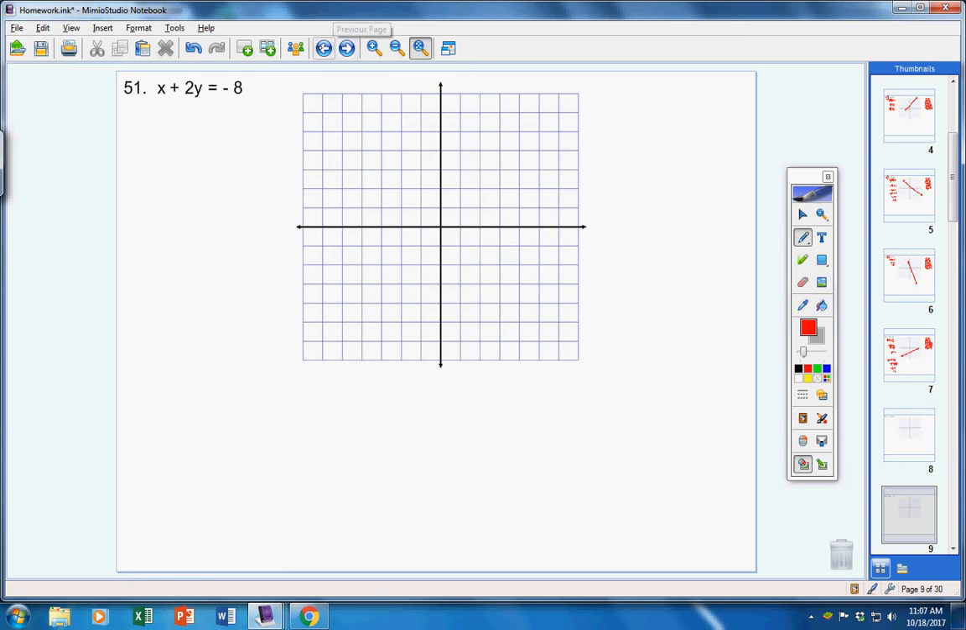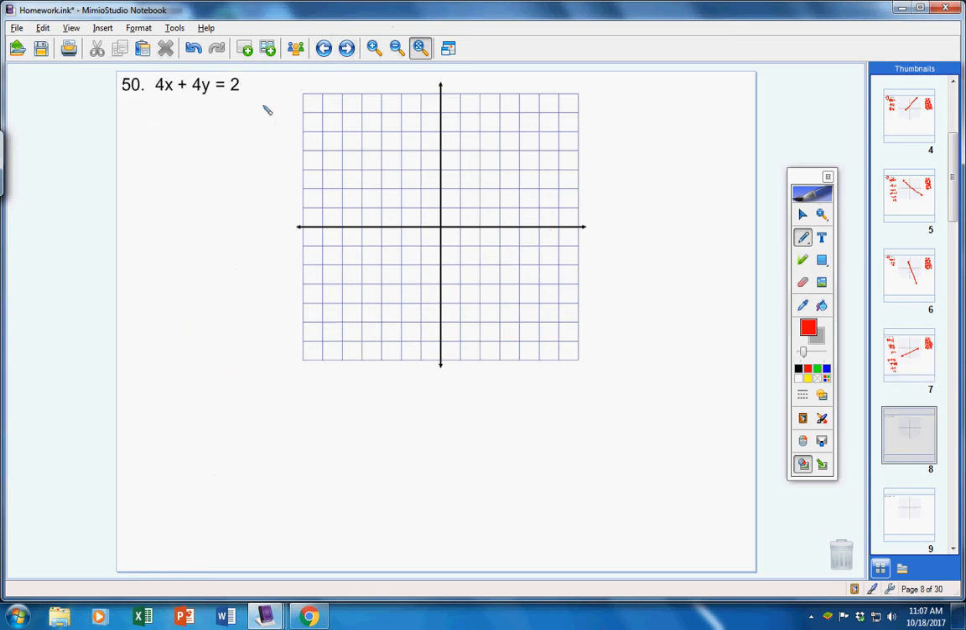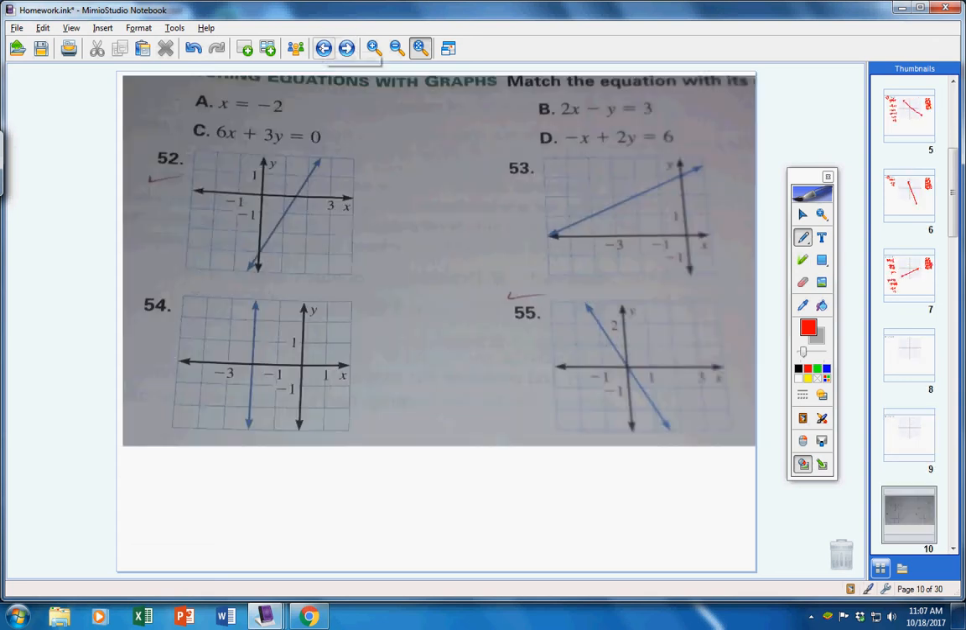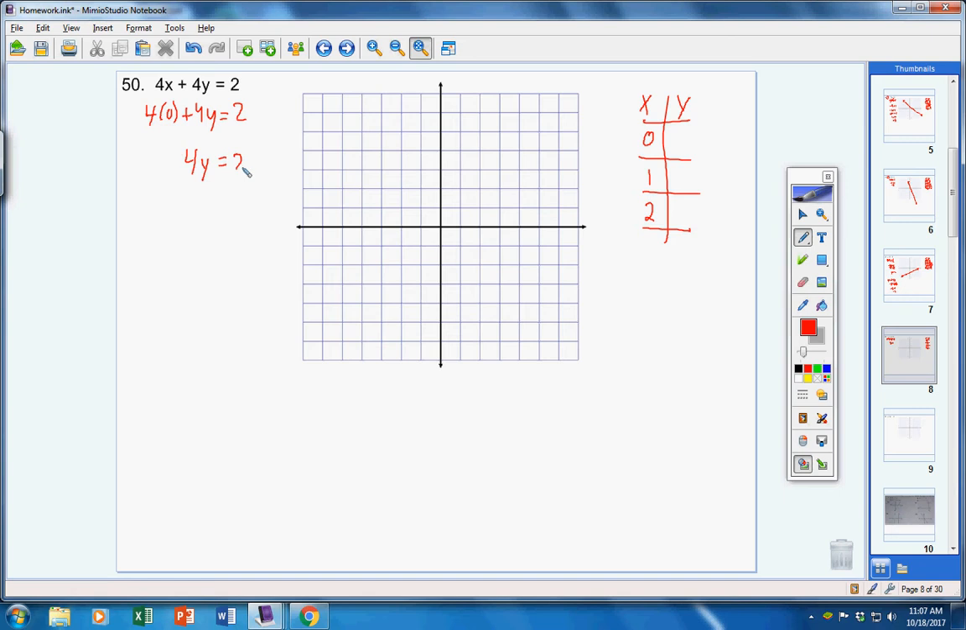Alright, let's try number 50 here. I'm not going to do all of these like this. We're going to do them both ways. However, I'm going to do this one where I don't get y by itself, and then this one here, I'm going to get y by itself, okay? Alright, so here, let's leave it like it is. I'm going to substitute 0 in for x. 4 times 0 plus 4y equals 2. 4 times 0 is 0, plus 4y is 4y. Divide both sides by 4, and y equals 1/2.